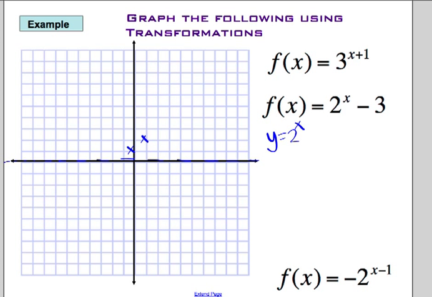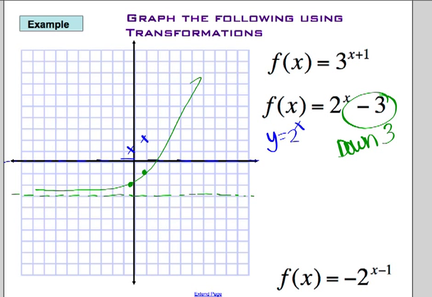Now let's look at the transformation we're making. We have a minus 3 to the whole equation. Hopefully you're deciding that that's moving this graph down 3 units. So now we'll go over to the graph and just bump everything down 3 units. That means my horizontal asymptote is going down here to negative 3. And let's move each of these x's down 3 units. And we can sketch our graph in. And there's 2 to the x minus 3.